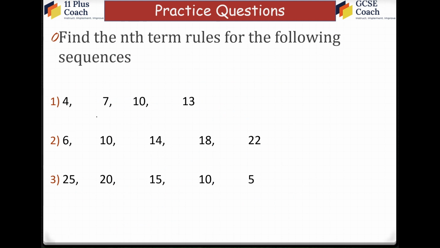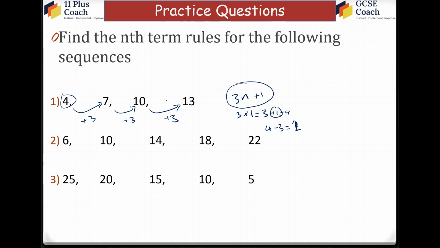Hopefully you had a go at these questions. So 4 to 7, add 3. 7 to 10, add 3. 10 to 13, add 3. So it becomes 3n. And then you replace n with 1. So 3 times 1 is 3. I need the first number to be 4. What's the difference? I do 4 take away 3, which is positive 1. So I need to add 1 to this to make the number 4. So the add 1 is the additional part of the nth term, which is 3n plus 1.